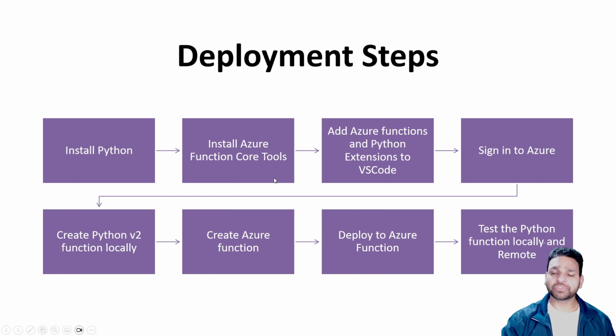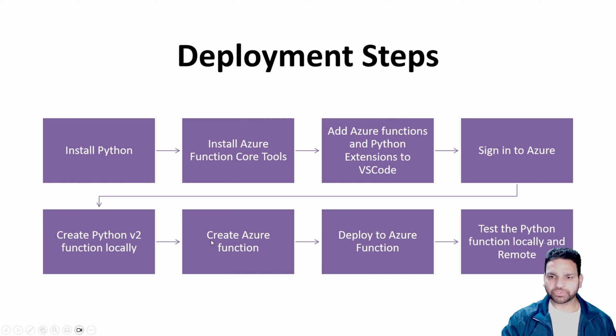And we'll be using the VSCode for all these deployment. To make the VSCode work, we need to add different extensions like Azure Functions and the Python extension, using which VSCode will help us create the Python version 2 code and then deploy into Azure Functions. After that, we'll sign into Azure account through the VSCode, then create the Python version 2 function locally.